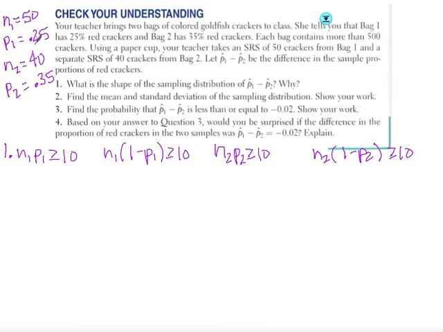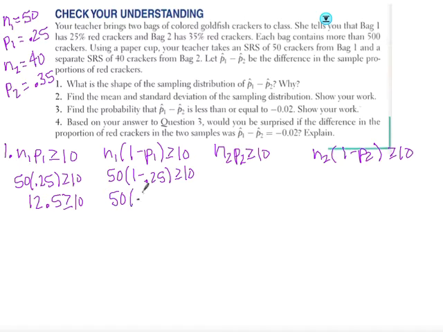Basically, all I need to do to check the shape is to plug those in where they should go in each one of these conditions. So I'd have 50 times 0.25 greater than or equal to 10. That gives me 12.5 greater than or equal to 10, so that one holds. Here I would do 50 times 1 minus 0.25 greater than or equal to 10, so that would be 50 times 0.75, and I get 37.5 greater than or equal to 10.